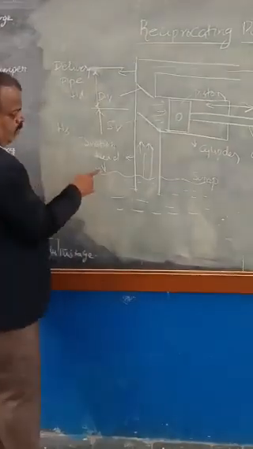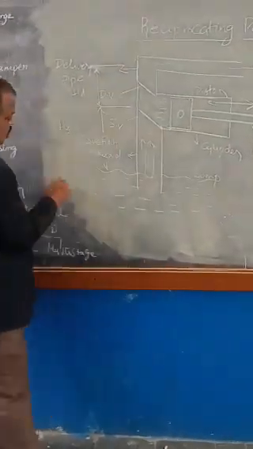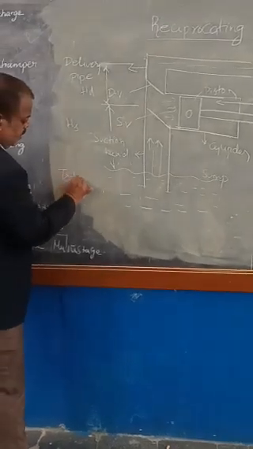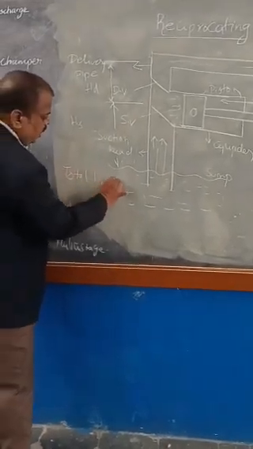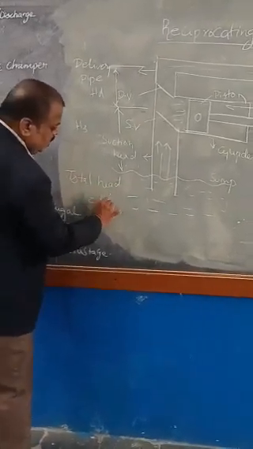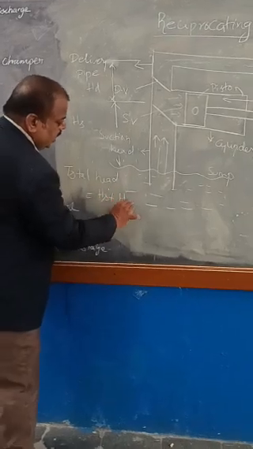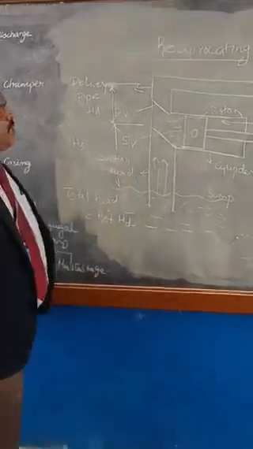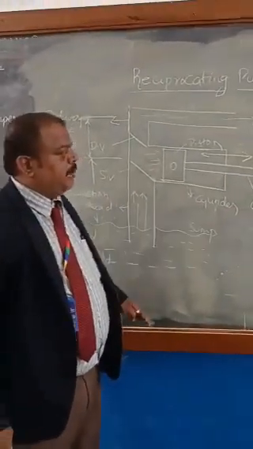So the total head from the sump level to the discharge is known as the total head. The total head is equal to the suction head plus the delivery head. So this is the working principle of the reciprocating pump.